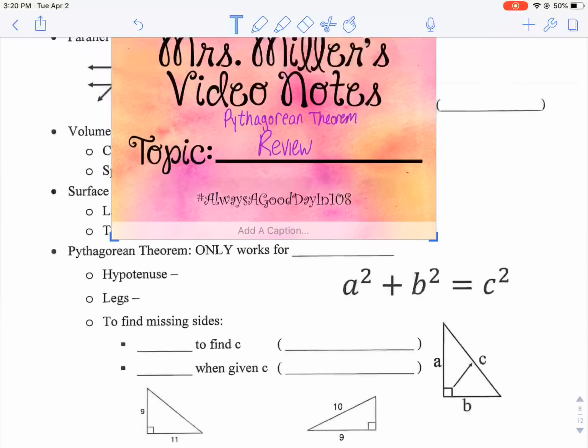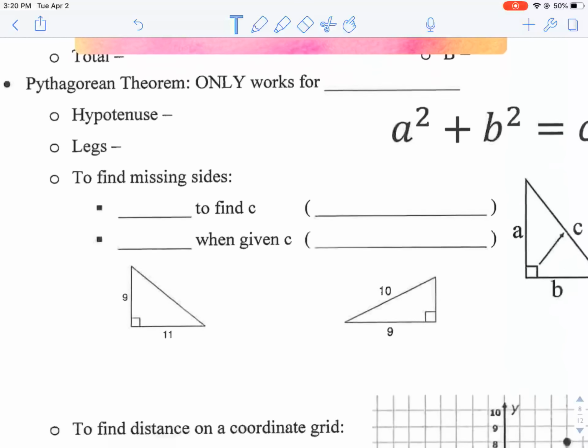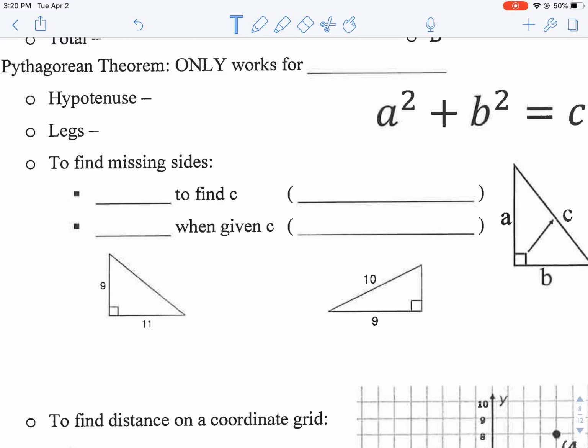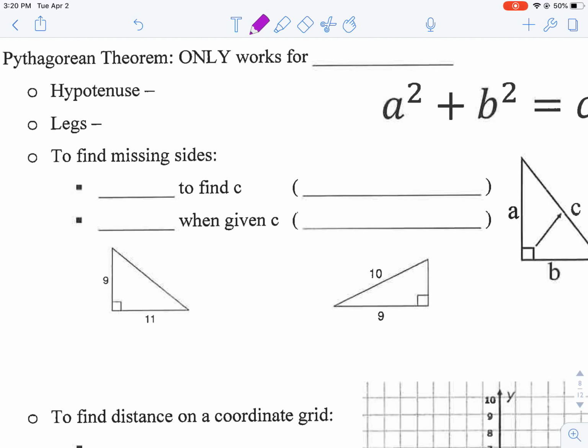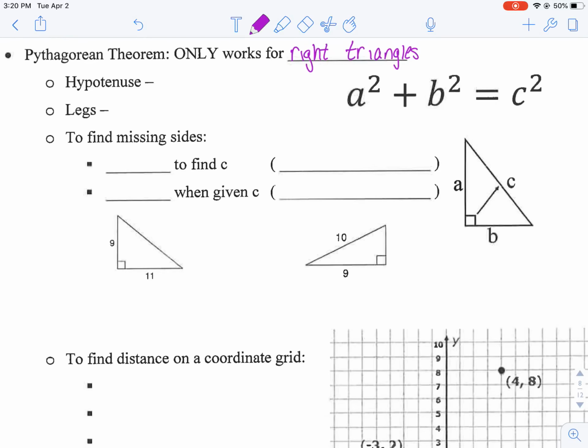So my Pythagorean theorem, let's move this box out of the way. My Pythagorean theorem only works for right triangles. No other shape other than right triangles. And we have that Pythagorean theorem right here, right underneath. And that is something that you guys have on your formula chart.